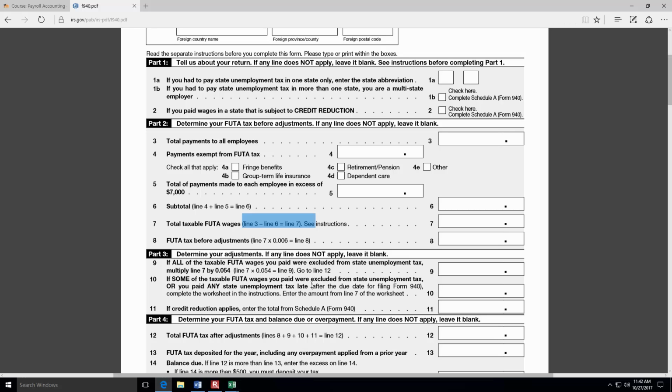So how much are my FUTA wages again? 28,000, and my rate is 0.006. I think 168, isn't it? Yeah, 168. Which is the same as the number on the table. We're not going to have anything in part 3, so you can just pull that number right down to line 12.